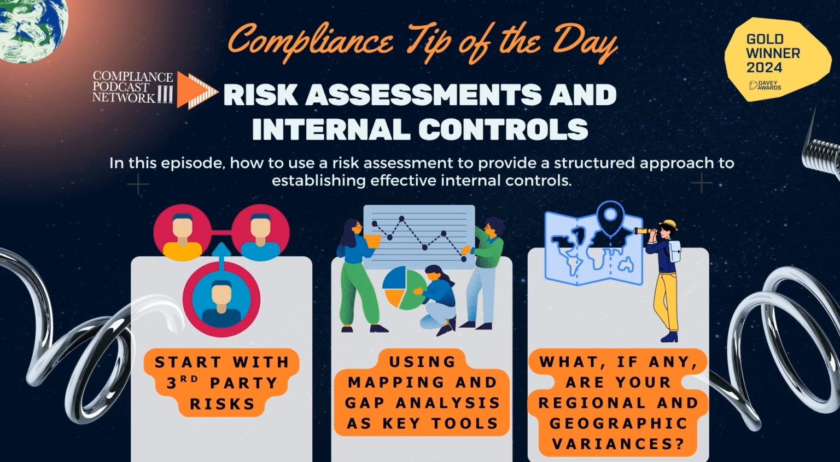So what are today's three key takeaways? Number one, third-party risks are your highest risk under the FCPA, so use your internal controls appropriately to help prevent the risk from becoming a full-blown legal violation. Two, use mapping and a gap analysis to collate risks to your existing controls. And three, always consider the regional and geographic variances in your sales force and look and see if that variance exists in your internal controls.